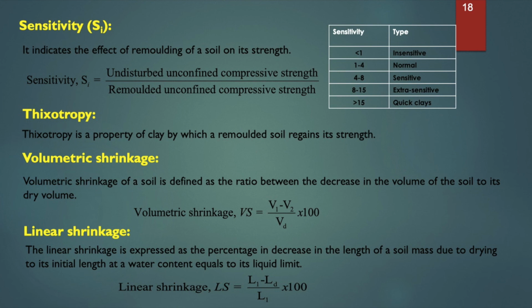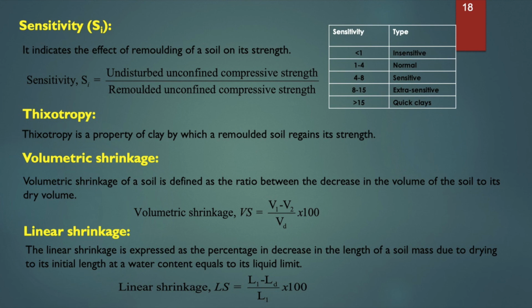Depending on how much the volume of the soil is decreasing, there are two terms we use. The first one is known as the volumetric shrinkage, which is defined as the ratio between the decrease in the volume of the soil to its dry volume. So, volumetric shrinkage is the ratio (V1 minus V2) divided by Vd. That means, if we dry a soil from V1 volume to V2 volume, and Vd is the dry volume of the soil, the ratio (V1 minus V2) by Vd is known as the volumetric shrinkage.